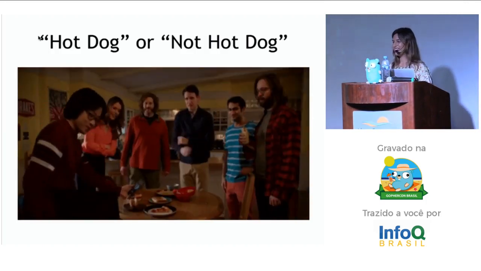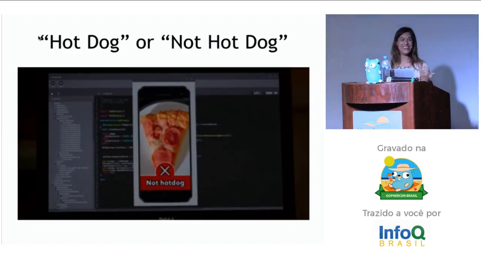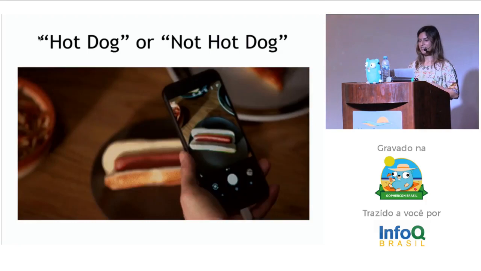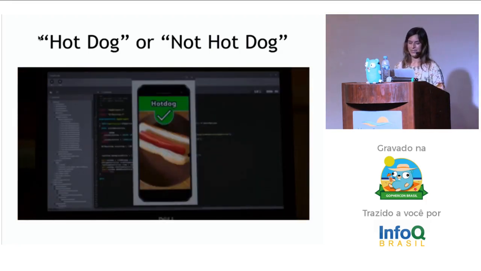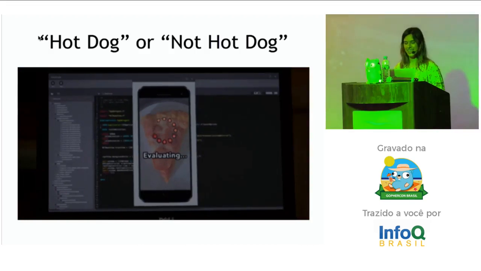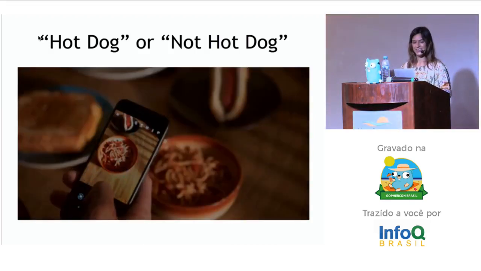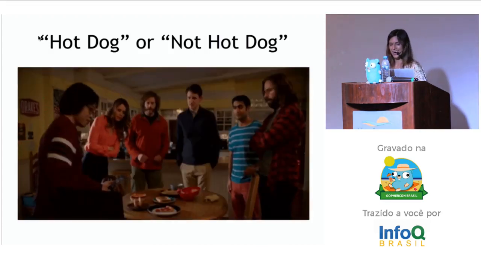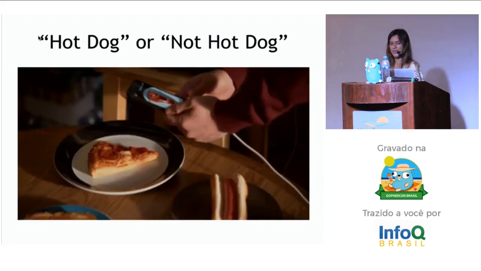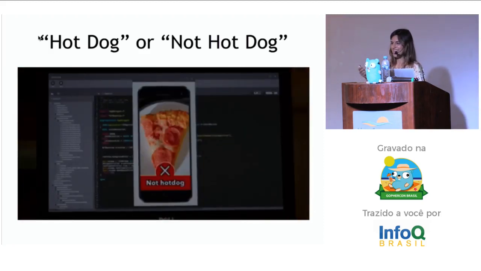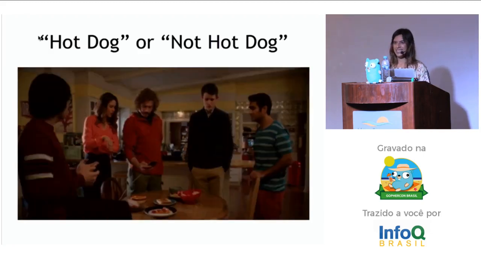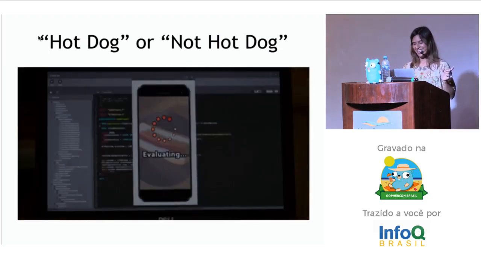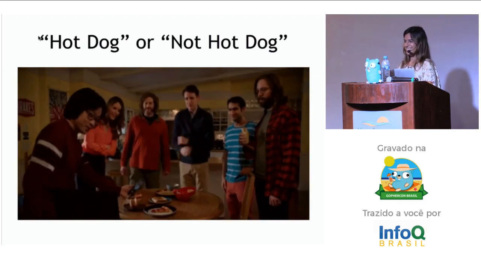Has anyone seen the show Silicon Valley? Yeah, okay, awesome. There's this one episode where one of the developers built a classifier on their mobile device, called hot dog or no hot dog. The developer shows it to their coworkers, and he takes the phone and points it at a hot dog, and it shows that a hot dog has been detected. But then he shows the app other food. He goes to the pasta, and it says not hot dog. And then he goes over to the pizza, and it's not hot dog.